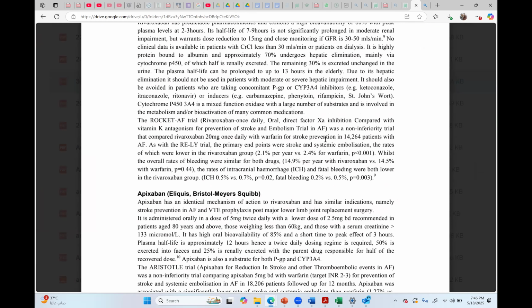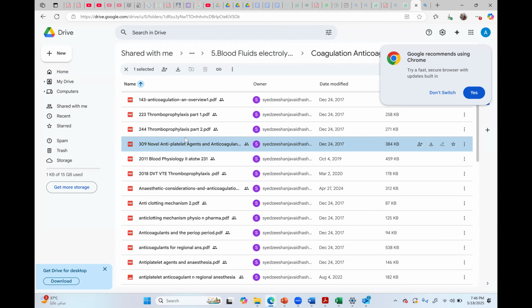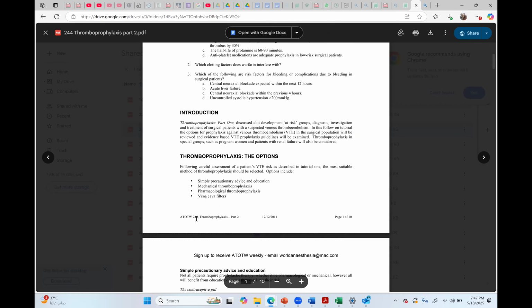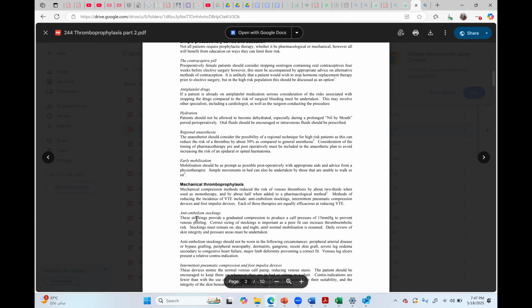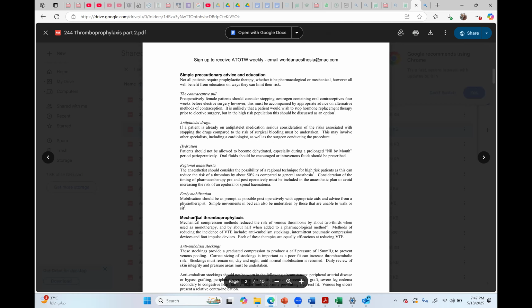So you can find almost all information about anticoagulants and thromboprophylaxis. You see, this is also chronological. If you find any latest guidelines, that will be the best thing. But the basic thing, it will help you from here.